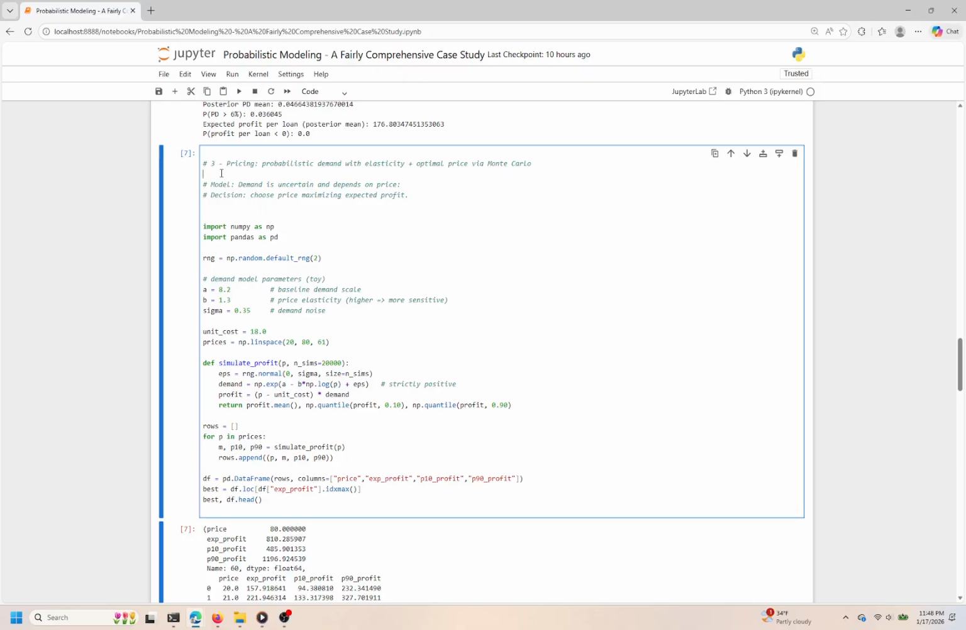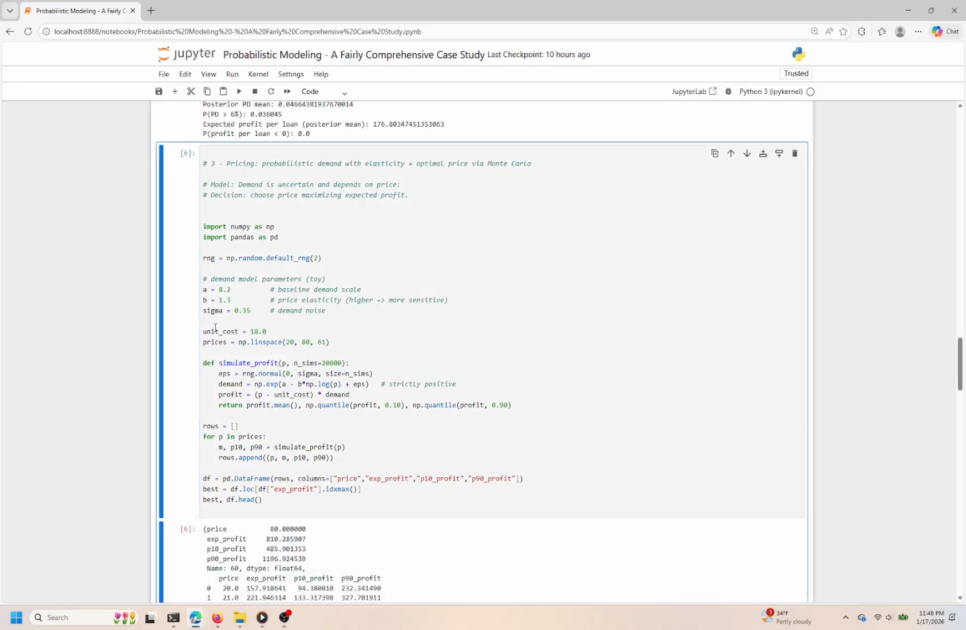This function generates random noise to create variability in demand, reflecting how actual consumer behavior may fluctuate. By calculating a mean profit, along with the 10th and 90th percentiles, the function helps us understand not just the expected profit, but also the range of outcomes we might expect, which can be crucial for managing risk.